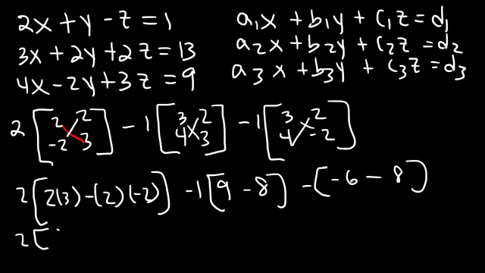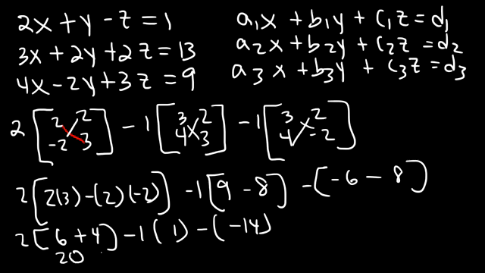Now, 2 times 3 is 6. Negative 2 times negative 2 is positive 4. And 9 minus 8 is 1. Negative 6 minus 8 is negative 14. 6 plus 4 is 10, times 2 is 20. And negative 14, that's positive 14. So we have 20 plus 14, which is 34, minus 1, that's 33. So D is equal to 33.